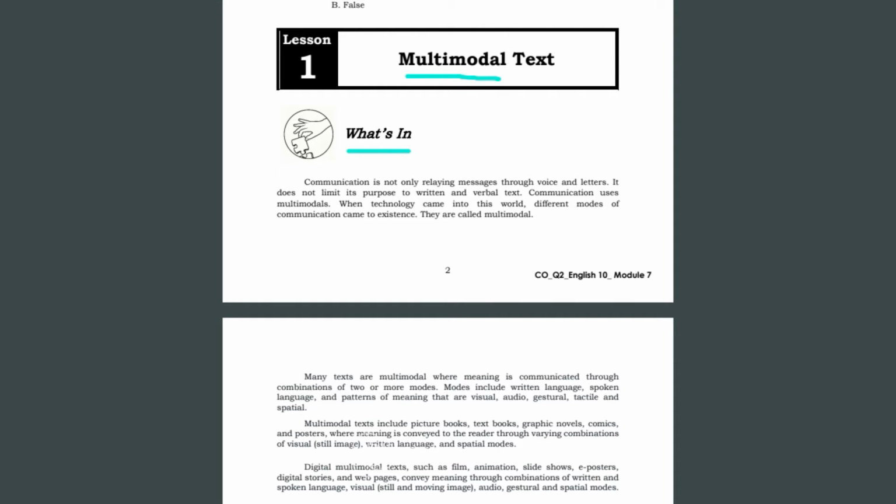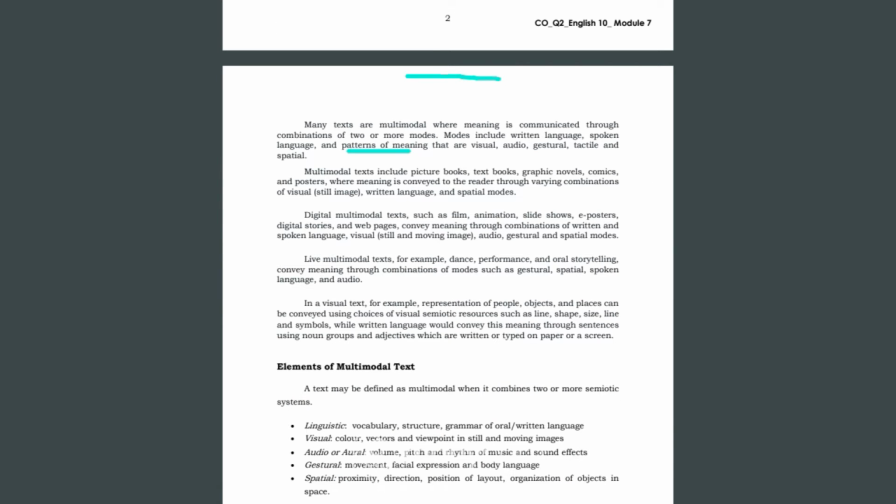Okay, so What's In? Again, this is one of the most important parts of the module. It actually has an in-depth discussion of what the topic is. It talks about multimodal text being not just the letters or the voice that you can use in communicating. It actually has a lot of modes. There are 2 or more modes. You have the written language, the spoken language, and the patterns of meaning that are visual, audio, gestural, tactile, and spatial. I know that you're not really familiar with those things yet, but in this part of the module, it is thoroughly discussed.